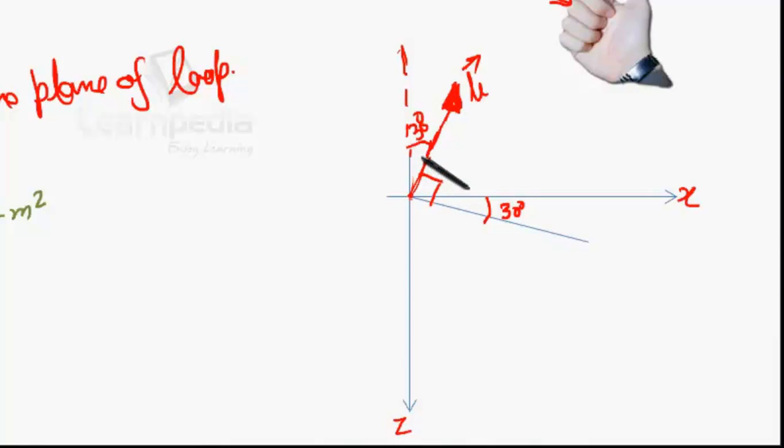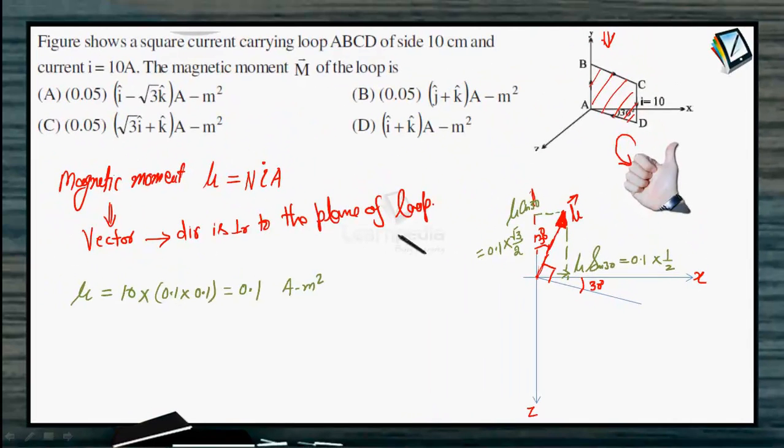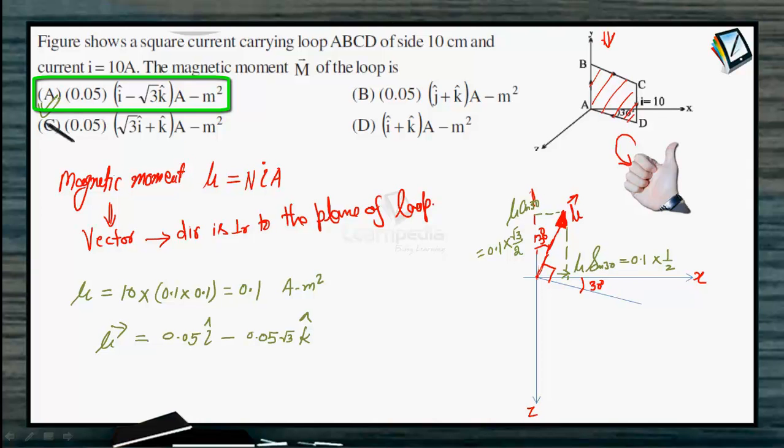And since mu is in this direction at an angle 30 degree with the negative z-axis, then we can find its components along these two directions, along the x and along the negative z-axis. So this particular component will be mu sine 30 and this particular component is going to be mu cos 30. So mu cos 30, that means 0.1 into cos 30 is how much? Root 3 divided by 2. And mu sine 30, that means 0.1 multiplied with half. So mu vector can be written as how much? 0.05, it is along x-axis, that means i cap, and this much along negative z-axis, and it is 0.05 root 3 k cap. So here you can see that option A will be the correct choice for this particular question.